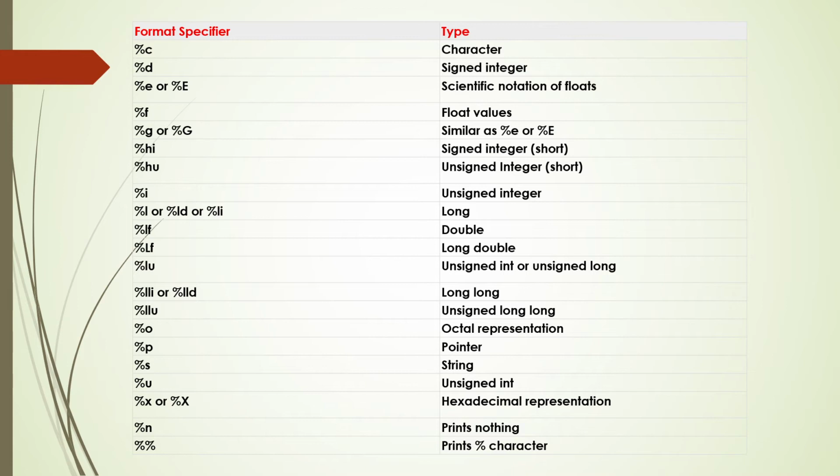So pause the video and read it by yourself. Here a data type and its format specifier are given. This you must know while writing your program. The main ones are for character, integer, float, double and long. At least for these five you must know, because while writing code you will be frequently using all these things.